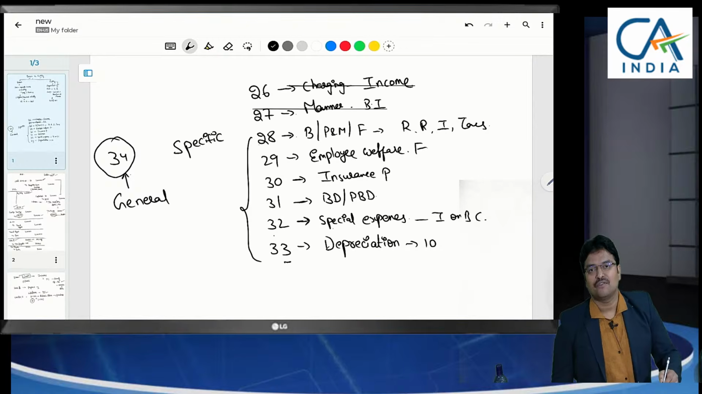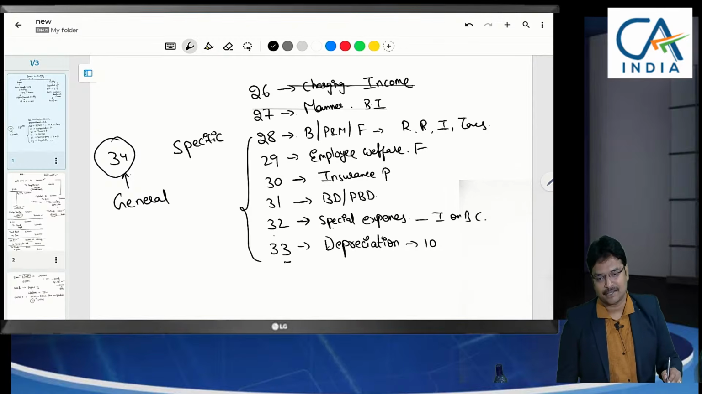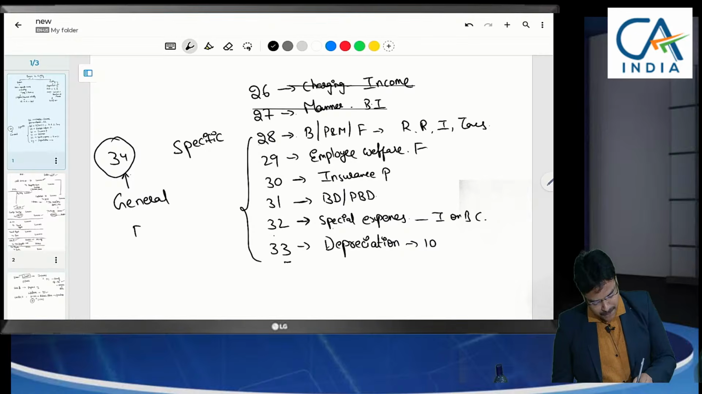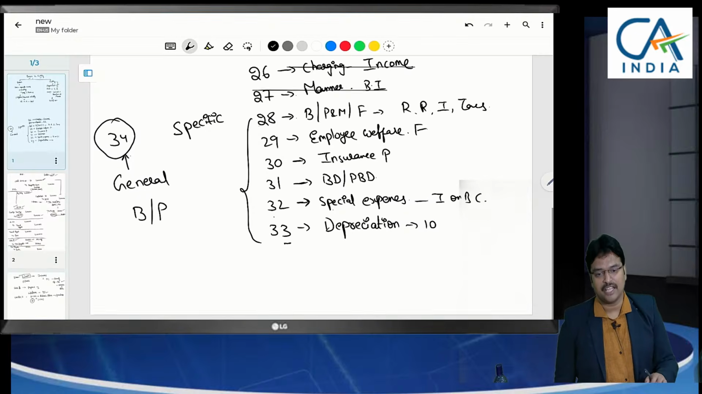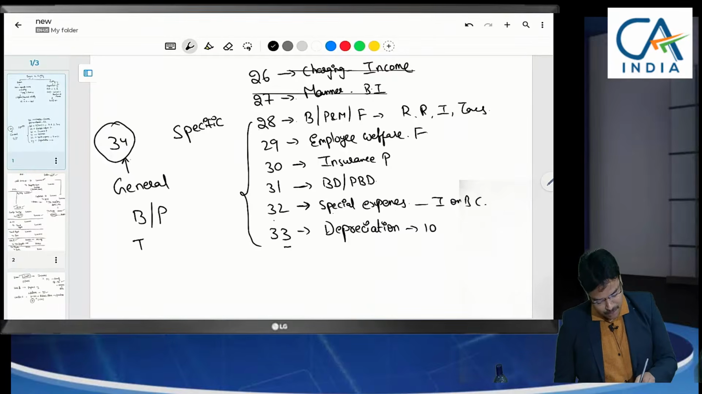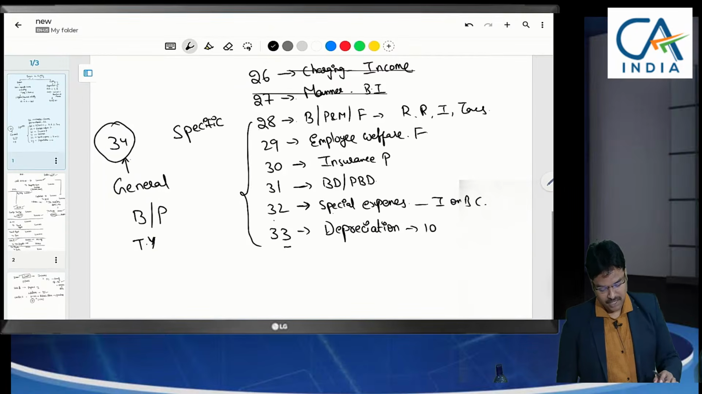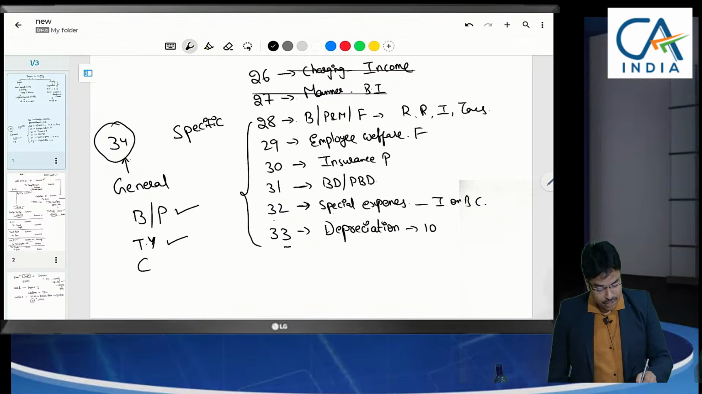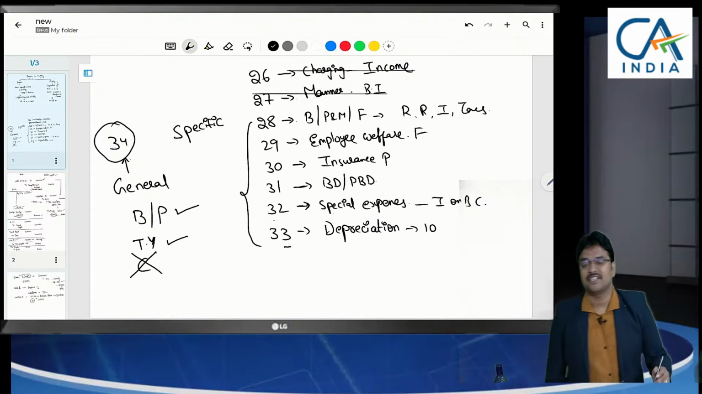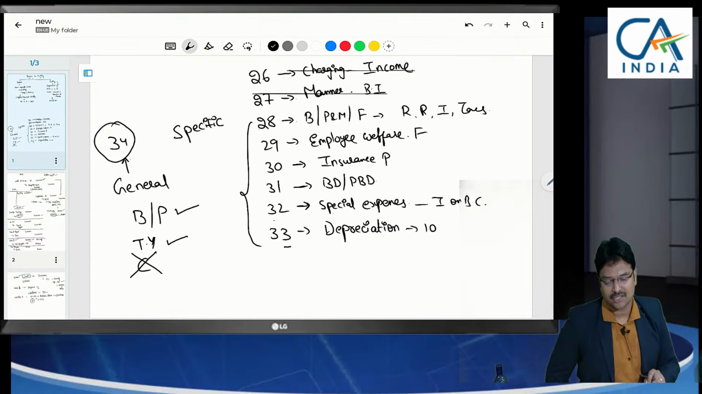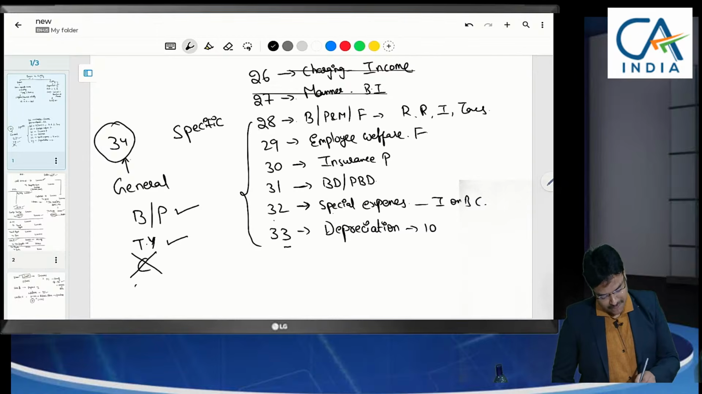Any expenditure which was not specifically given in the act, but was spent for the purpose of business or profession only, incurred during this tax year only, previously called the previous year. It is not a capital expenditure. If it is a capital expenditure, we have to capitalize and claim depreciation. And it was not specified in section 28 to 33. Then it comes under general deduction.